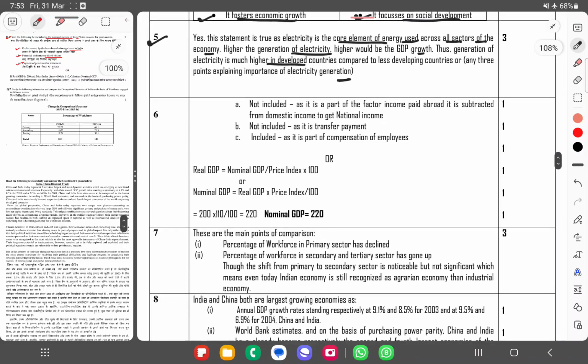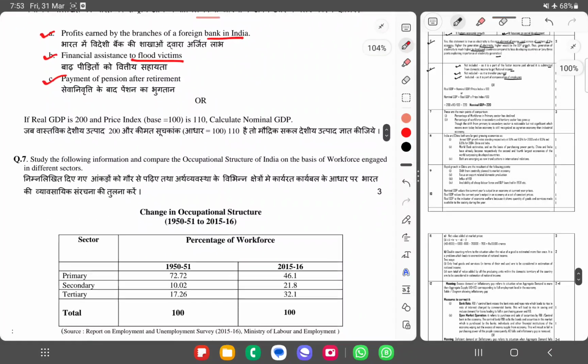The answer is yes. Not included, as the part of factor income paid abroad is subtracted from the domestic income to get the national income. Not included, as the transfer payment, included as it is part of the compensation of the employees. ठीक है. Yes, now we have come to the sixth question.